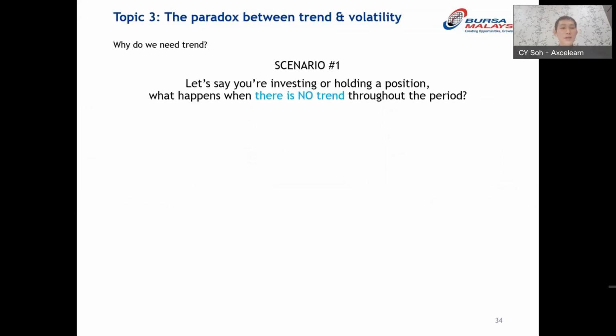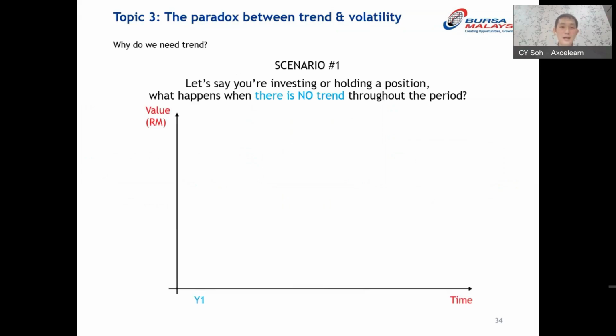Scenario 1: let's say you are investing or trading or holding a position. What happens when there is no trend throughout the period? Here we have a y-axis, which is the value of your investment, whether you're making money or losing money. The x-axis would be your time. Let's say in year 1 you invest 100,000, and year 2, year 3, same. It does not change the price, no changes at all. So throughout 10 years, the thing that you buy has no change in value. Are you happy or not?